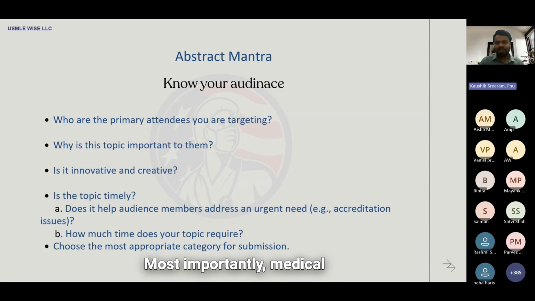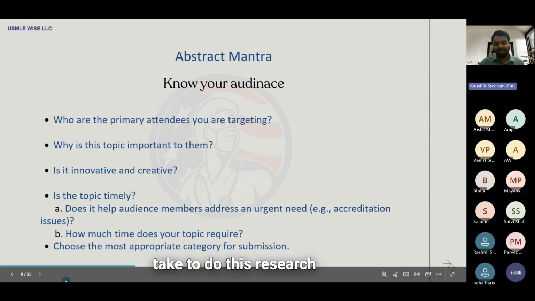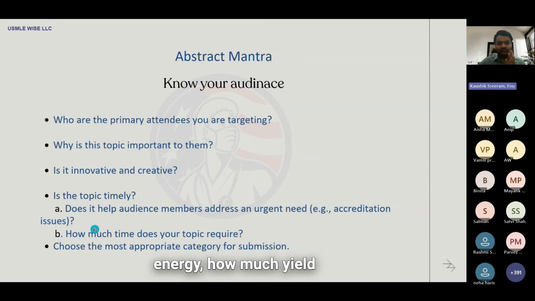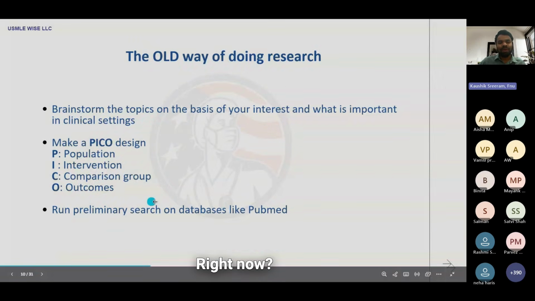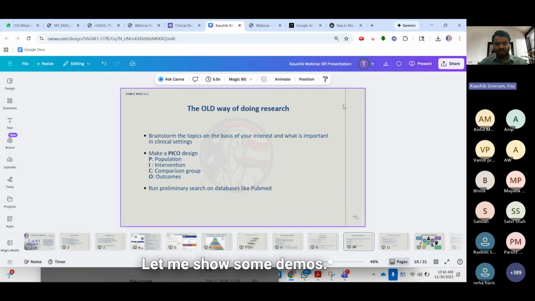Next, most importantly, medical students and graduates are very busy, right? Because you're so busy, you should really think about how much time your topic will require. How much time will you take to do this research in the first place? And if you're investing so much time and energy, how much yield is it going to give you? Right? Now, what is the old way of doing research? Let me show some demos.